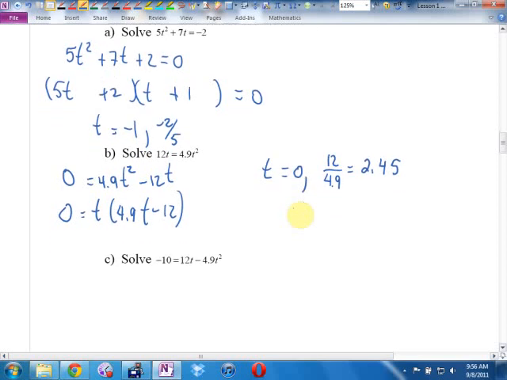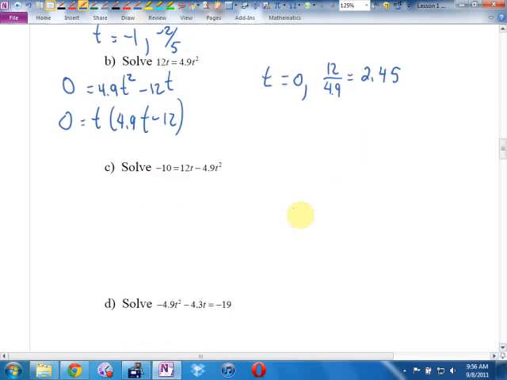C. What kind of an equation is this? Emily, what kind of an equation is this? How do I know? It's got squared. What's the first thing I'm going to do? Okay. Now, the easiest would be to add the 10 over here, but I hate the squared term to be negative. That's when I make dumb mistakes. So I'm actually going to move both of these over in my head. That's going to become positive, and that's going to become negative. 4.9 t squared minus 12t minus 10 equals 0.